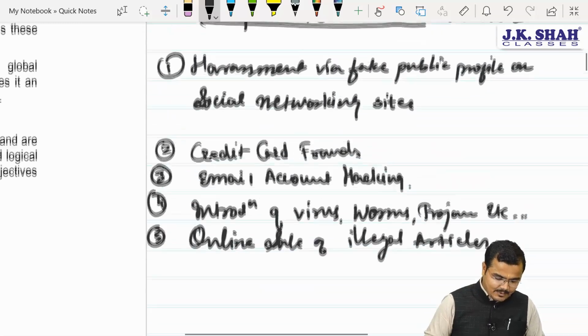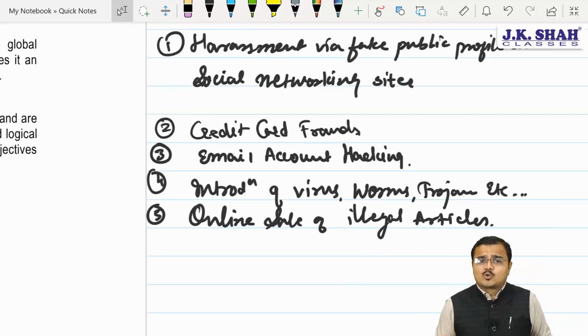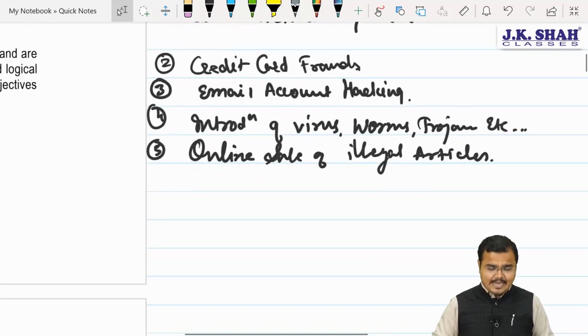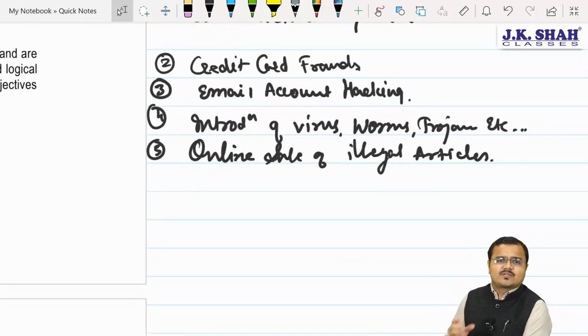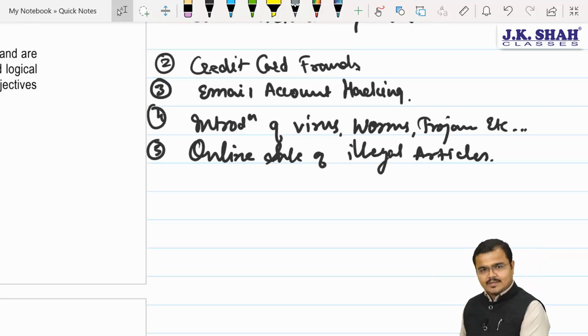So once again, number one, it's what? Sir, harassment via fake public profile on social networking sites. Credit card frauds is there, sir. Number three, sir, email account hacking. Number four, introduction of virus, worms, Trojans will be there. Sir, online sale of illegal articles is also there.